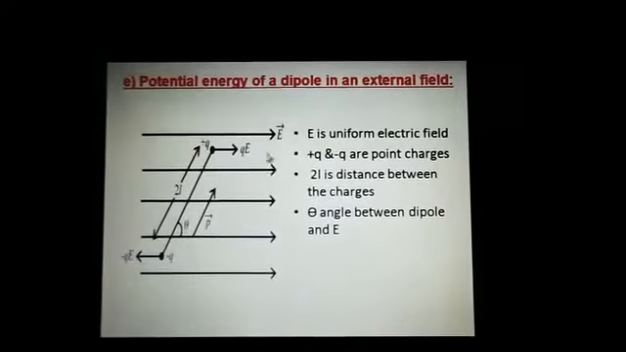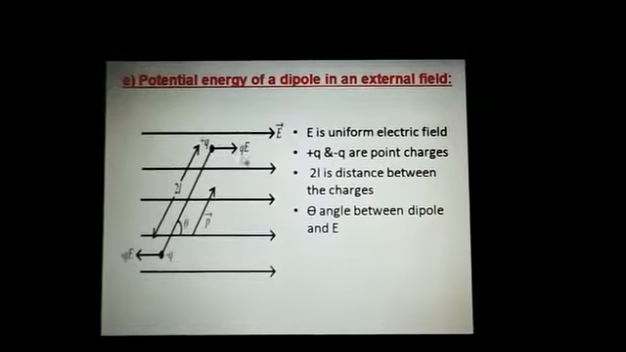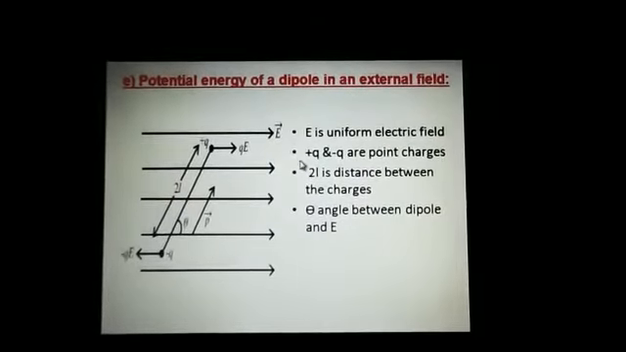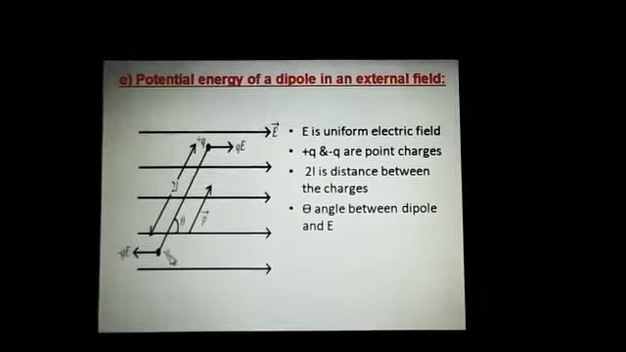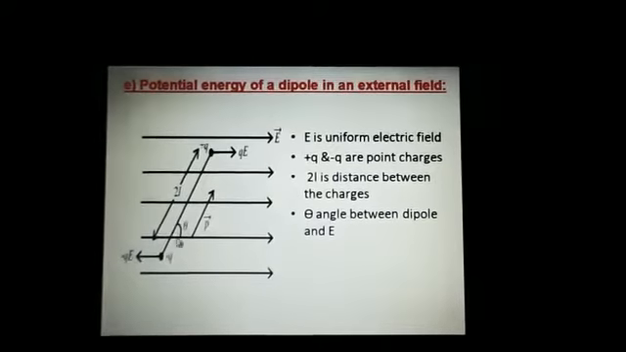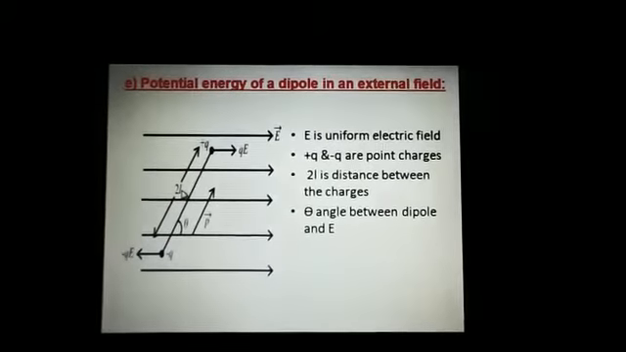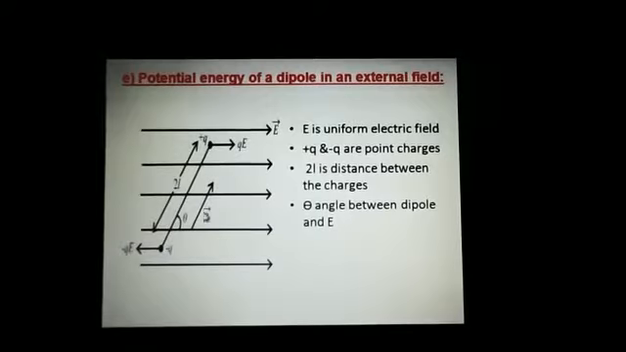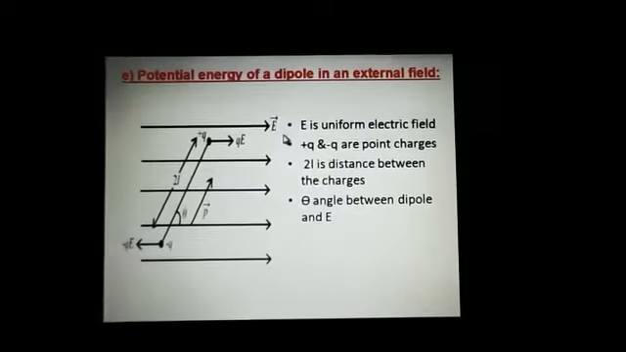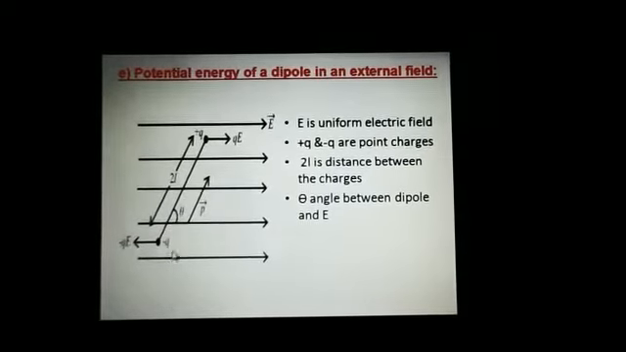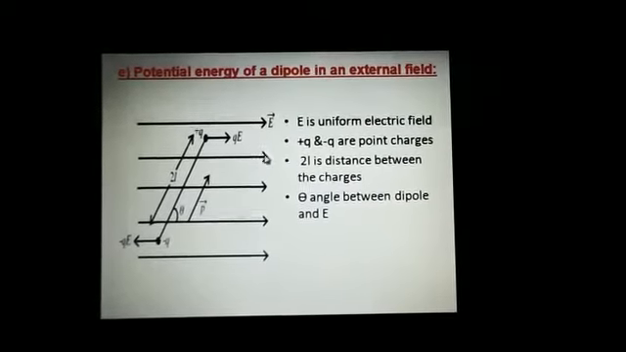Now we have to define the potential energy of a dipole in an external field. Let's consider E to be the uniform electric field, shown like this, where plus Q and minus Q are the two charges, and 2L is the distance between these two charges. Here this forms the dipole. This dipole is placed in this external electric field, where theta is the angle between the dipole and the electric field E.